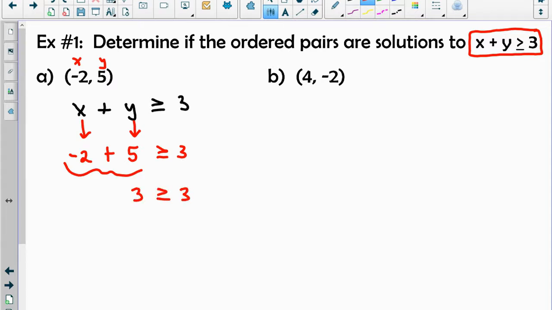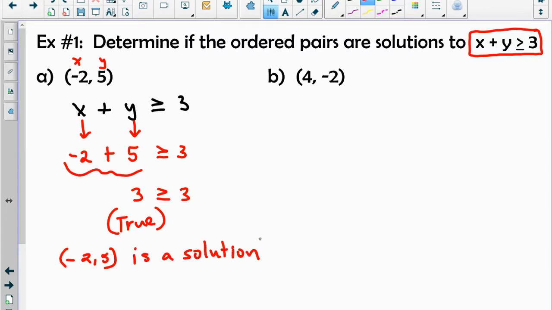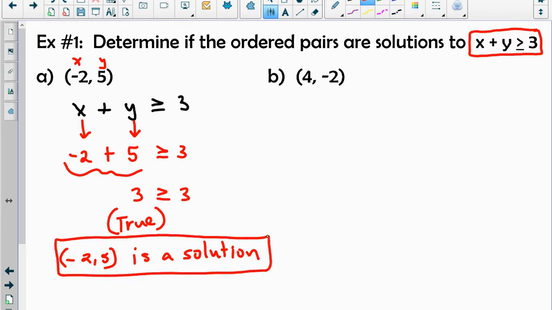And we check to see if our inequality is true or false. So it says that 3 is greater than or equal to 3. Let's see, is that true? Well, I know that 3 can't be greater than 3, but I do know that 3 equals 3. So this is, in fact, a true inequality. That's not my answer, but it is true. So we would say that -2, 5 is a solution because it was true. That's my answer. That's how I write it out. Negative 2 comma 5 is a solution.